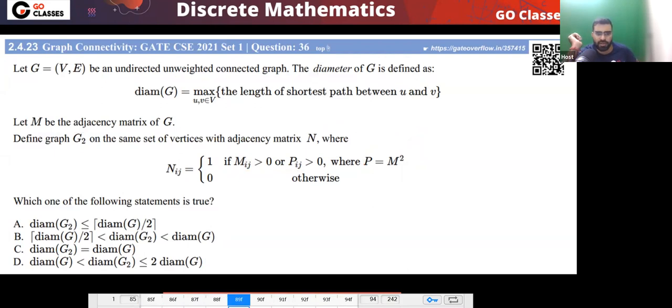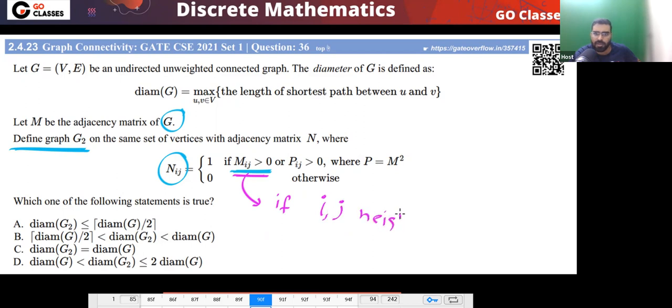Let me tell you again, one more time. What is happening here? Basically, this new matrix you are creating, in this new matrix, if you were already neighbors in the graph G, then are you neighbors in the new graph? Yes. Because if i, j are neighbors in G, then in G2 also they will be neighbors.